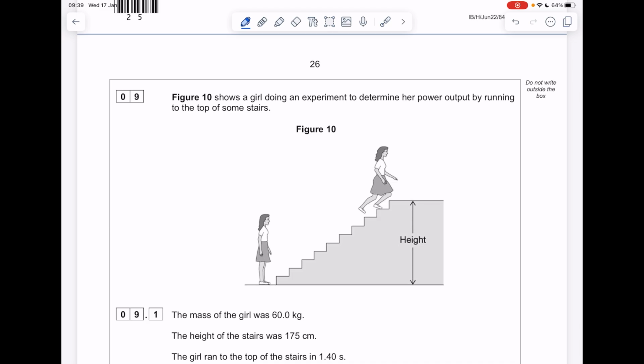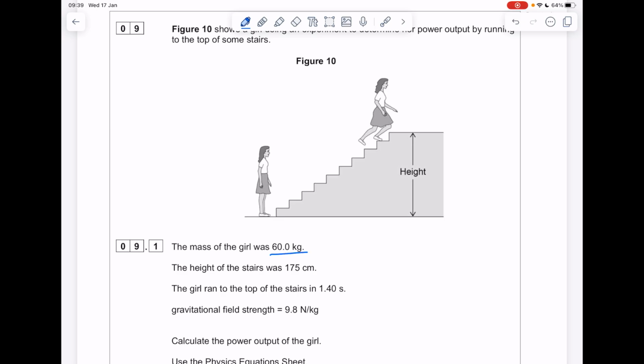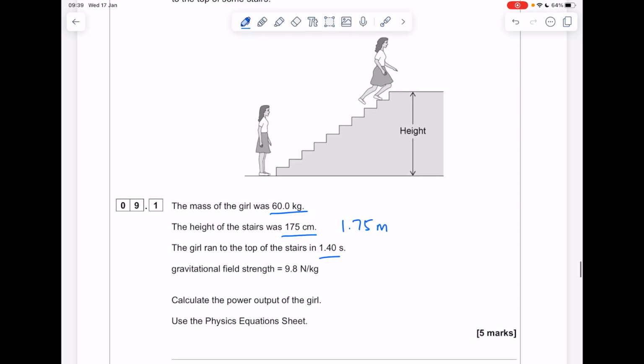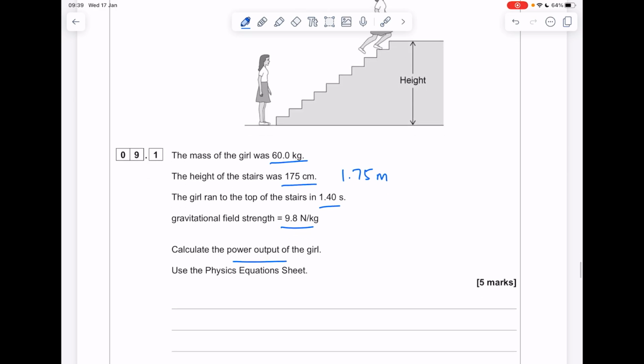Figure 10 shows a girl doing an experiment to determine her power output by running to the top of some stairs. The mass of the girl was 60 kg, the height of the stairs was 175 centimetres. The girl ran to the top of the stairs in 1.4 seconds. The gravitational field strength is this. Calculate the power output. That's 5 marks.